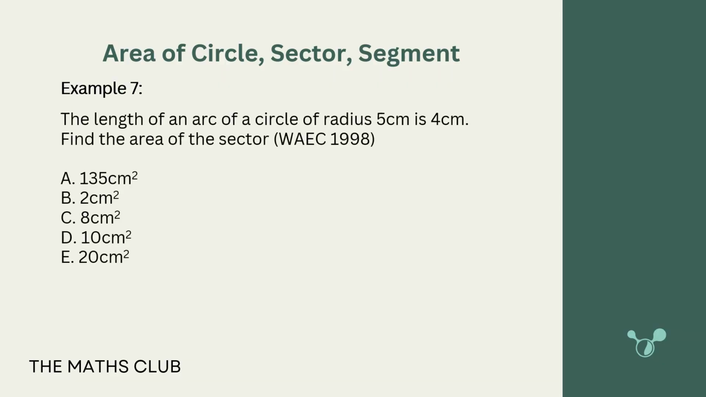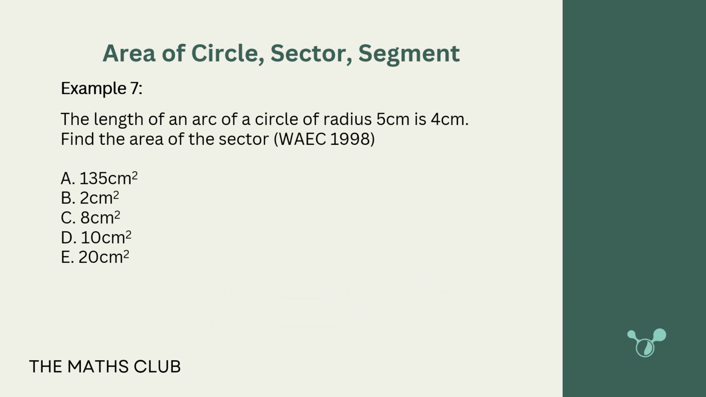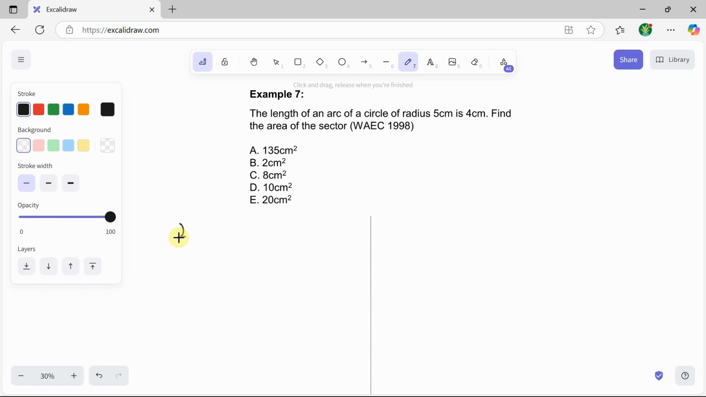Example 7 says that the length of an arc of a circle of radius 5 cm is 4 cm. Find the area of the sector. This is from WAEC 1998. I want you to pause the video and try this out yourself. Welcome back. Let's look at it together. So the length of arc is 4 cm. The radius is 5 cm. I'm told to find the area of the sector.